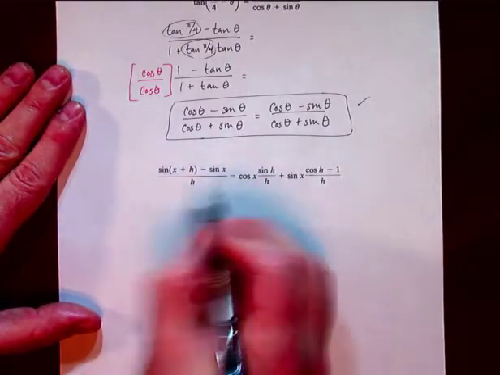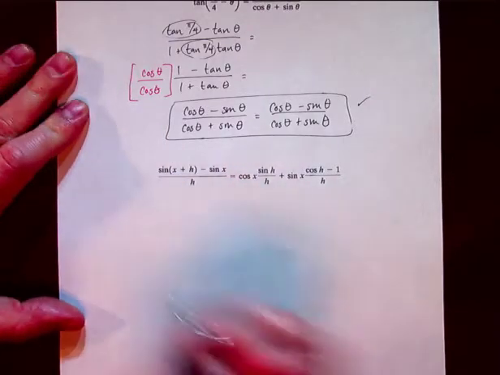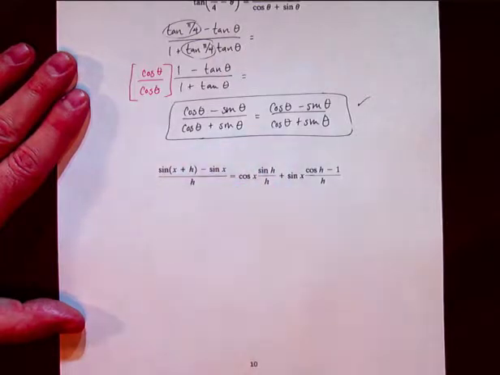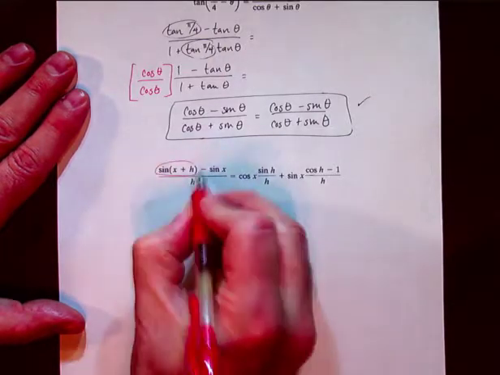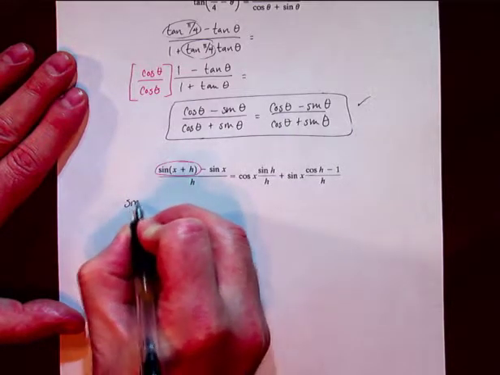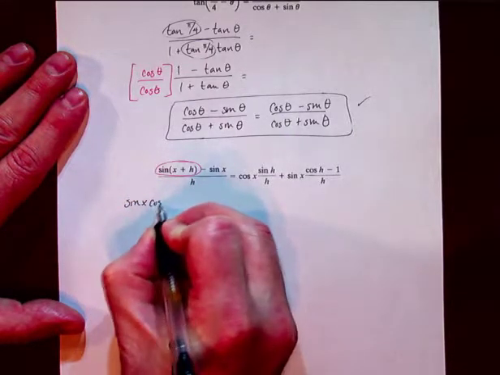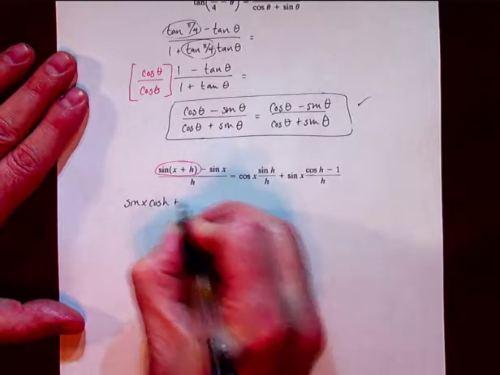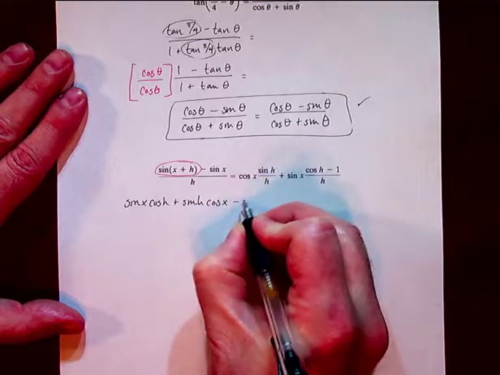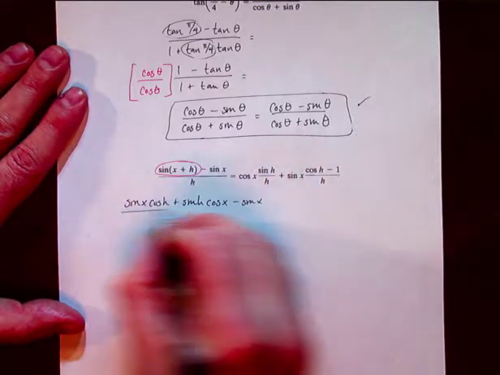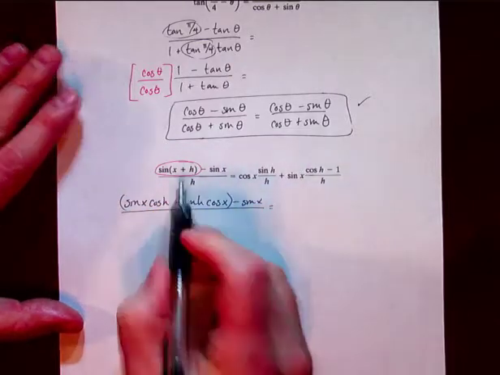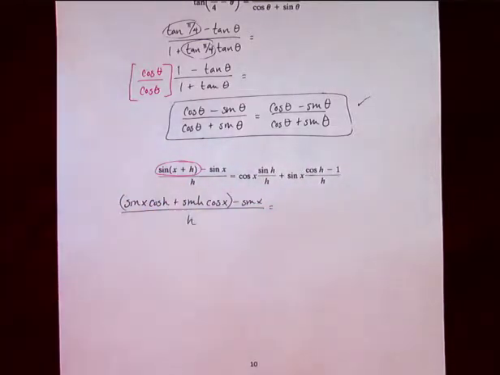Let's go ahead and take a wrecking ball to this side and sort of unsimplify it. Basically, the only thing that can be changed right now is that. So I have sine x cosine h plus sine h cosine x minus sine x, all of that over h, right? And of course, that binomial is what came from the sine of x plus h.